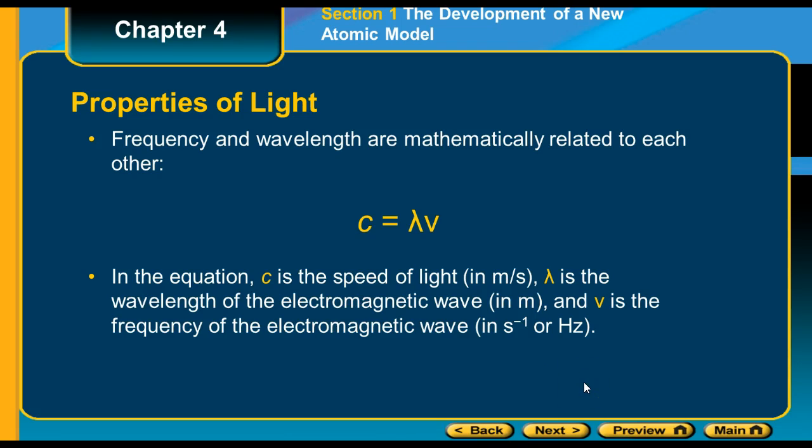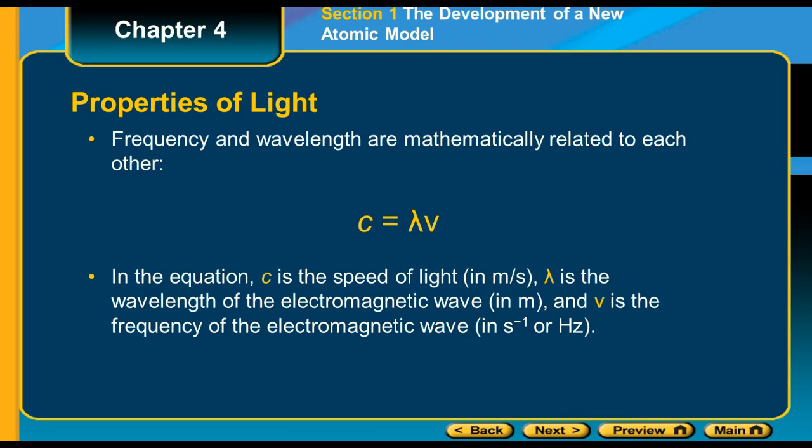Alright, so the equation that you're going to need to deal with light is c equals lambda nu, where c is the speed of light in meters per second, lambda is the wavelength of the wave in meters, and nu, or the v, is the frequency of the wave in 1/seconds, or hertz. Now, seconds to the -1 here is the same as 1/seconds.